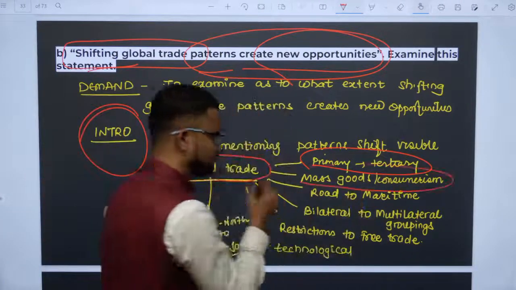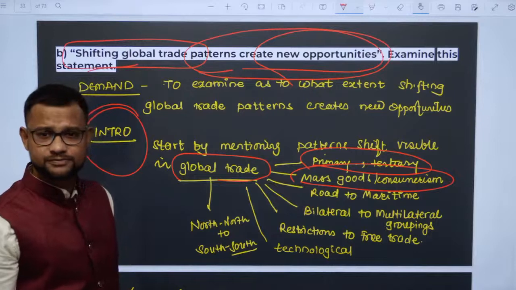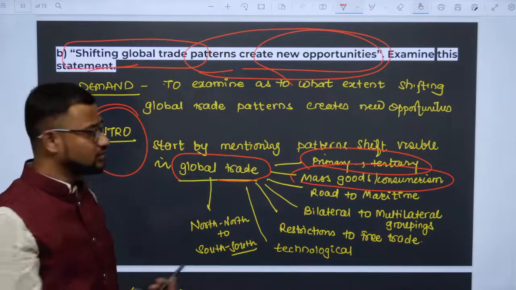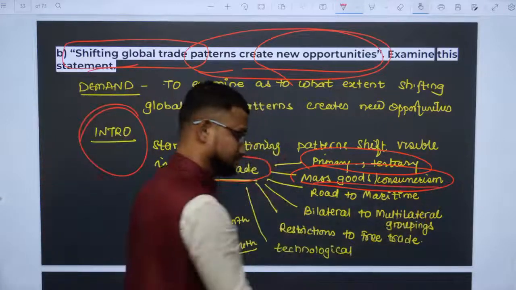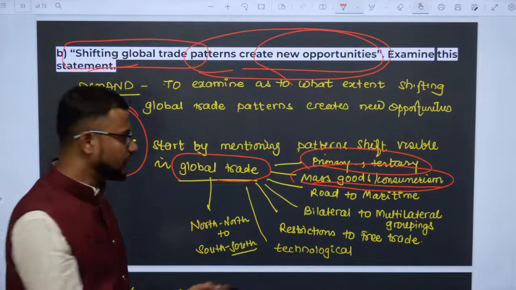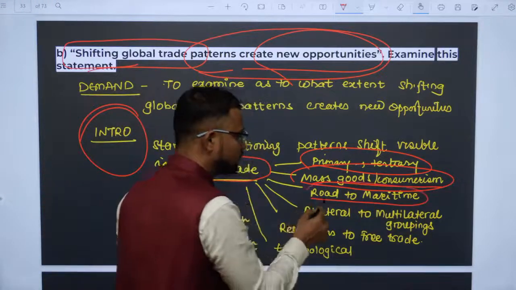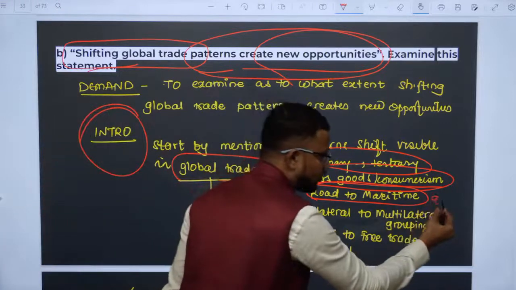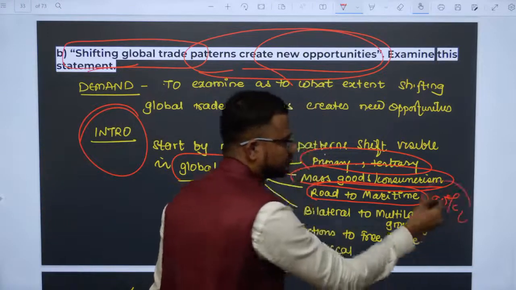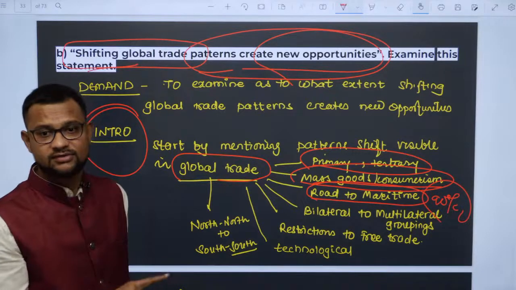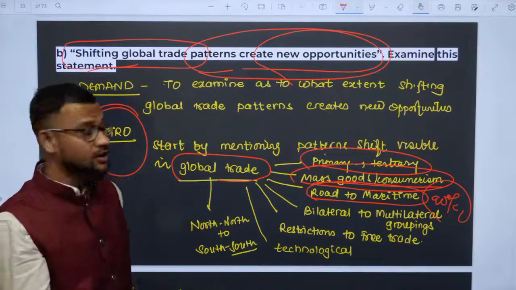Again, mass goods and a consumerism approach. AC, refrigerator, vehicles, cars, what are these? These are all mass goods and the consumerism way, right? Pattern change हो गया from that way. Then earlier it was mainly by road. Now 90% of world trade is by maritime route. Is it changing? Yes, it is changing. New trade pattern, it is changing.